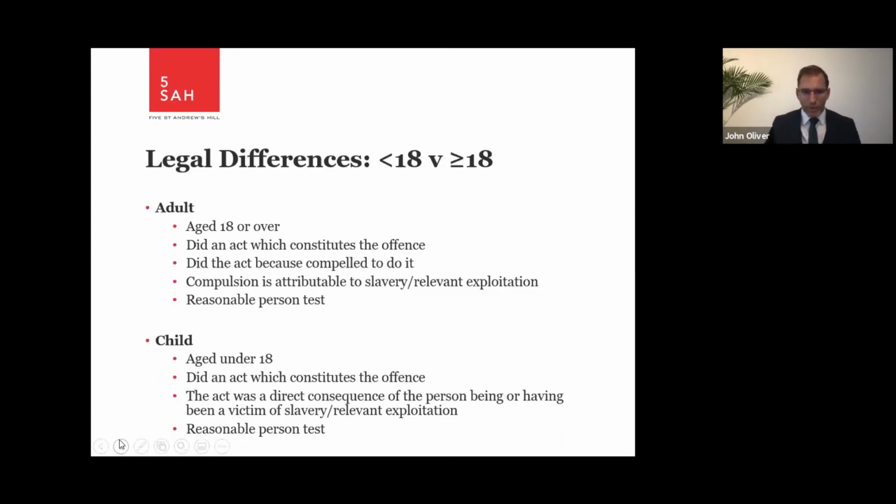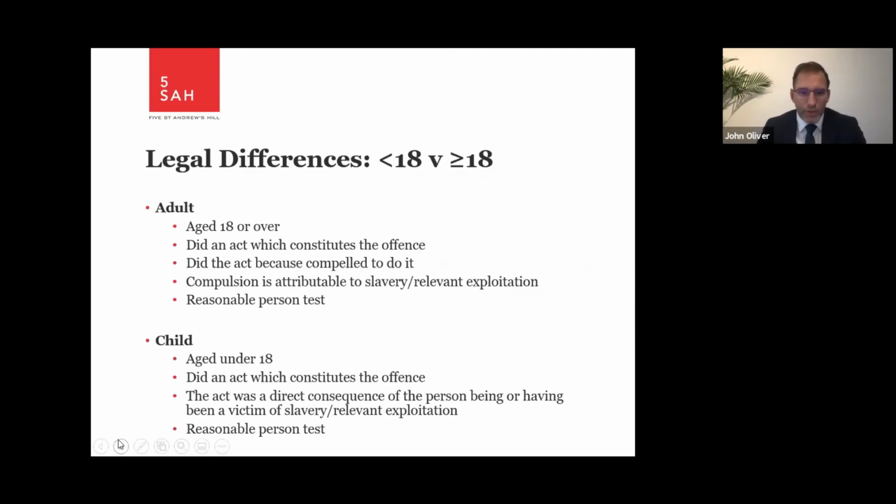So those things are common to both adults and children, but the distinction comes under whether or not there's any compulsion. So in the case of an adult, the person did the act because he or she was compelled to do it, and that compulsion is attributable to slavery or relevant exploitation. Again, you'd need to have evidence to address that requirement. But in the case of a child, you don't have to evidence compulsion.